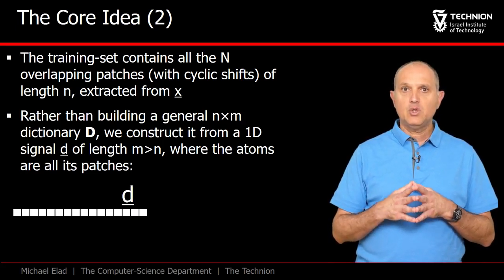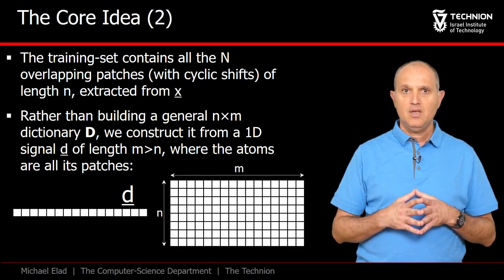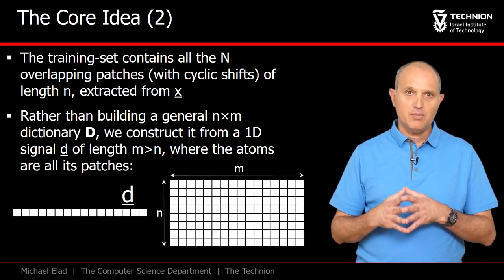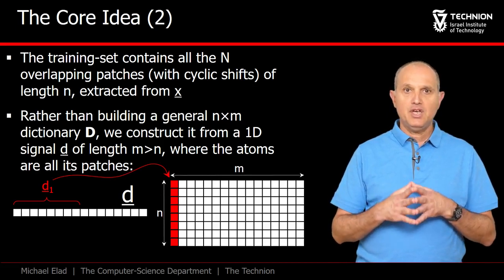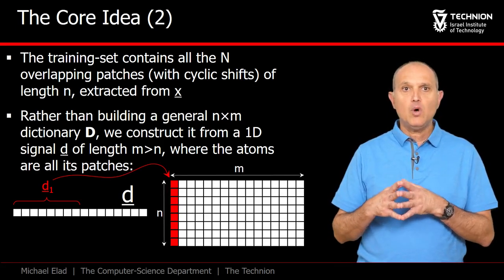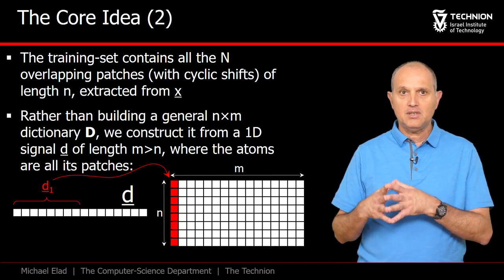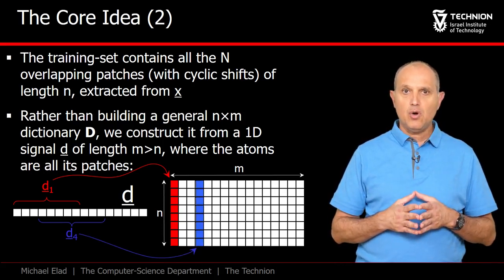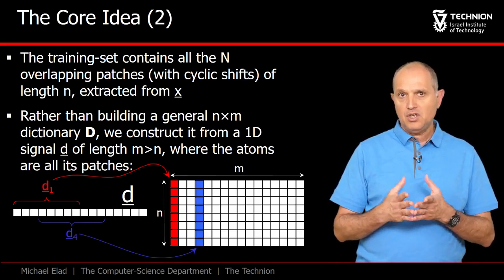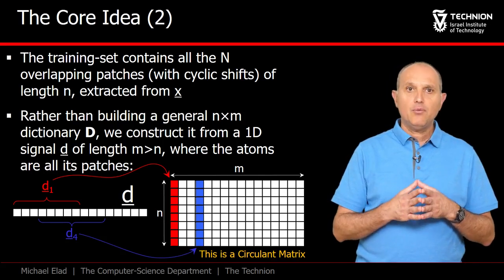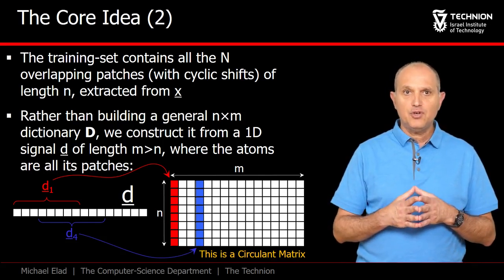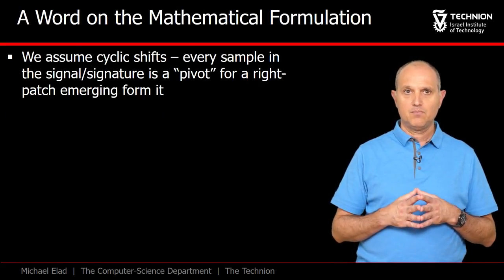Here is a graphical illustration of this structure. This is the signature dictionary of length m, and this is the effective dictionary built from it. Every patch in lowercase d becomes one atom in the dictionary capital D. Therefore, the first row in capital D will be the signature d itself, and every other row will be a cyclic shifted version of it to the right.